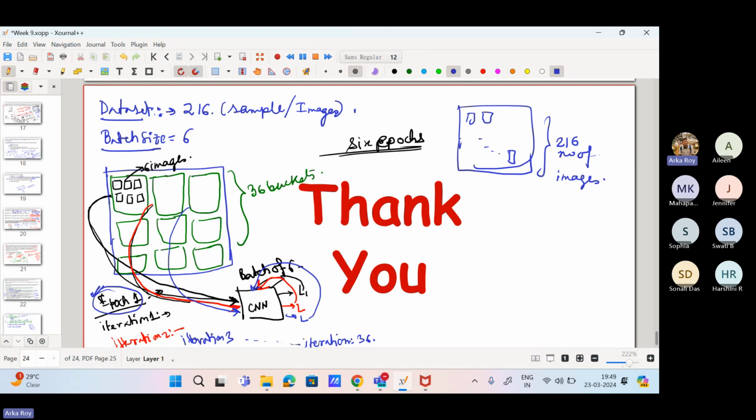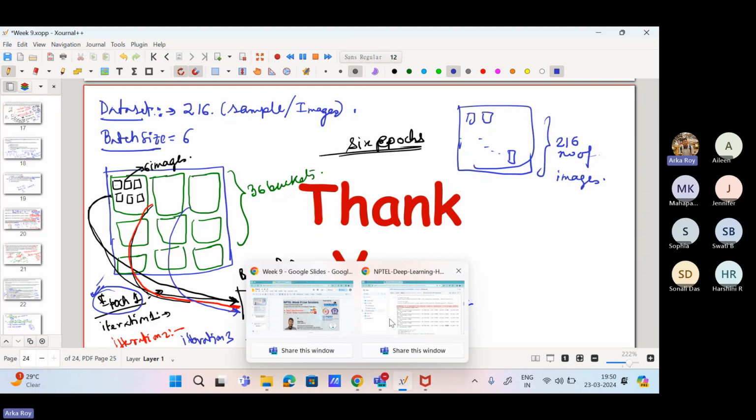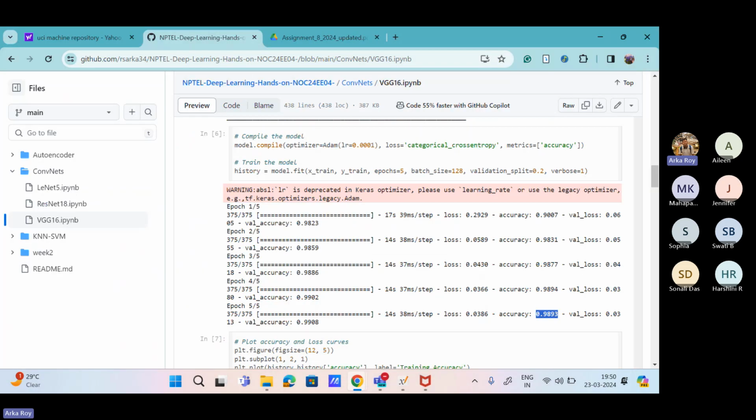So for 36 such iterations, you feed these buckets, calculate the loss, backpropagate, update the weights, and go to the next iteration. When you complete iteration 36, only then is your epoch 1 completed. Now again, you go for epoch 2, feed the images and do the same process. When you train in Keras, while epoch 1 is going on, you will see the equal to sign progressing one by one, increasing.